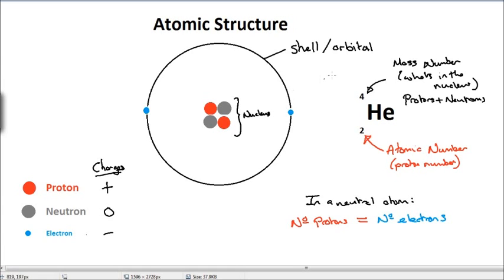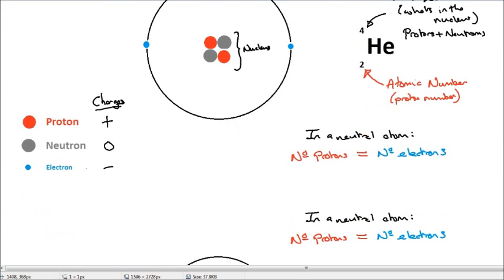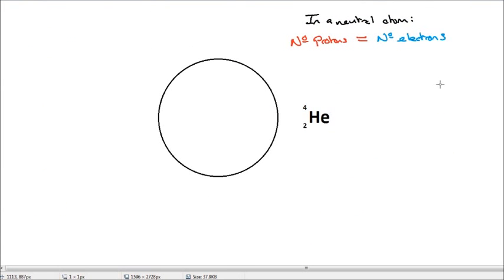Now, when we're drawing atomic structures, we don't necessarily draw it out like this all the time. In fact, this would be very difficult to do, especially with bigger elements. Helium is very small, but with bigger elements, this would be very difficult to draw out. So we're going to simplify this. This tutorial here is just literally to go through what these numbers mean and what they tell us. So in reality, when we actually draw these, we draw it a little bit differently. So we're going to have a little look at how we draw helium in a slightly different method.